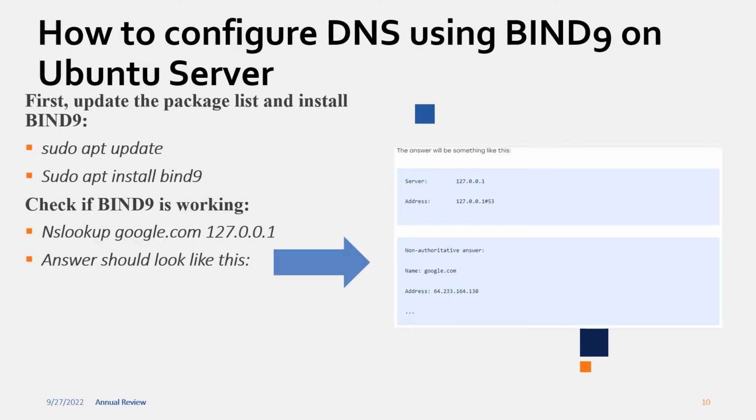Now for the Ubuntu server, how we're going to configure DNS is by using the bind9 program. So first, you got to make sure your server's updated. Then use the second Linux command below in order to install bind9. Make sure it's working. So use the Linux command that's right below, nslookup google.com with the IP address, and the answer should look like the image below.